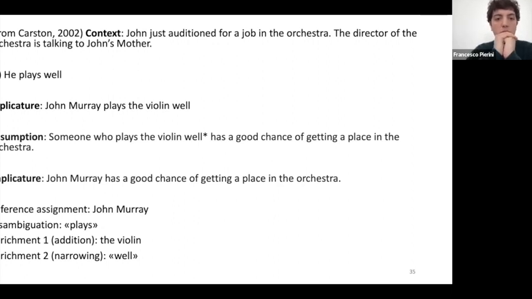a linguistic example, from Carston. The context says John has auditioned for a job in the orchestra. The director of the orchestra is talking to John, and the director says, "He plays well." This produces an explicature: John Murray plays the violin well. Then this explicature interacts with the assumption that someone who plays the violin well has a good chance of getting a place in the orchestra. This in turn generates the conclusion that John Murray has a good chance of getting a place in the orchestra.